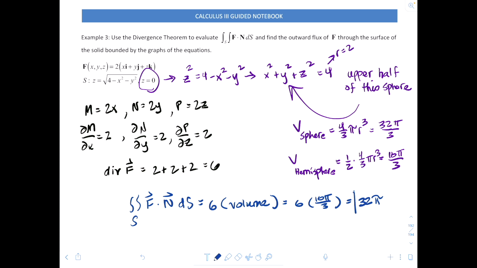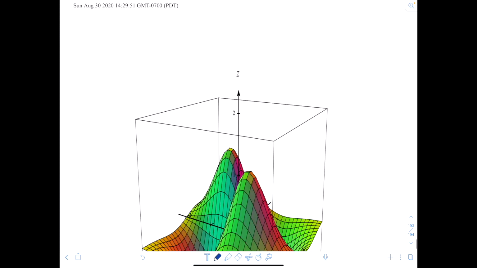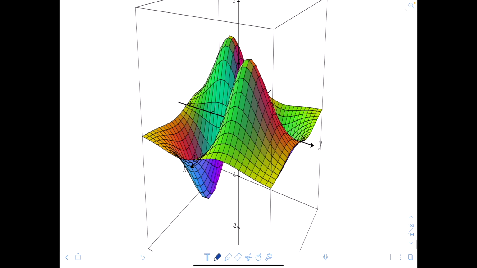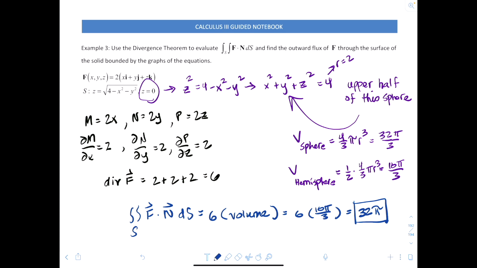All right, so I believe that wraps it up. This is just a graph I mistakenly put at the end, but it's pretty groovy, right? So anyway, we're all done with the guided notebook.